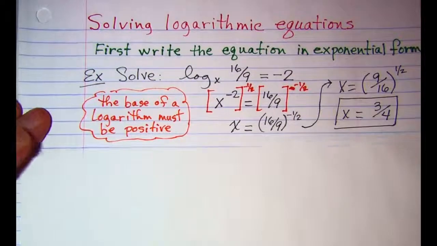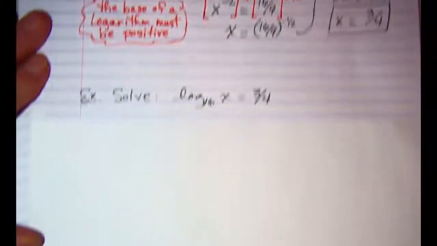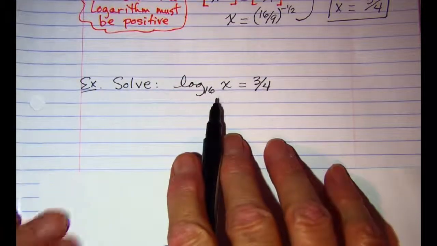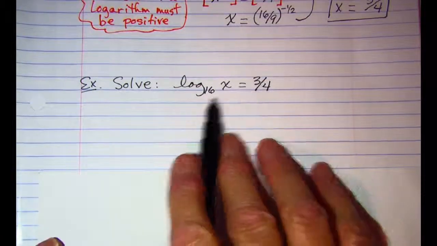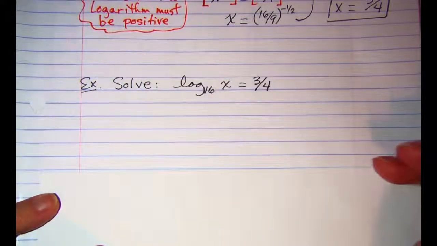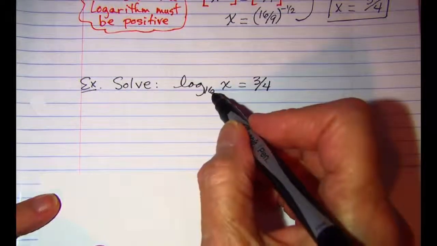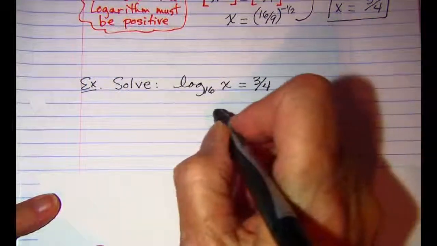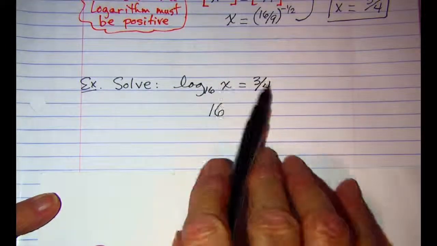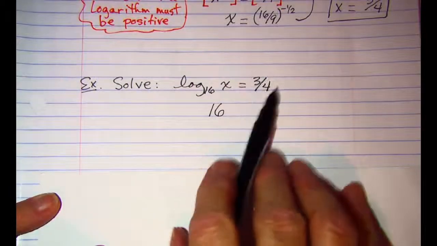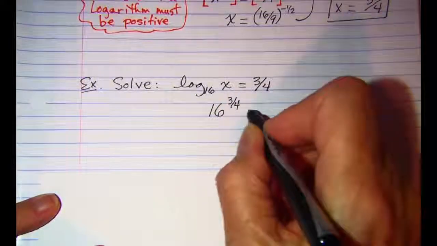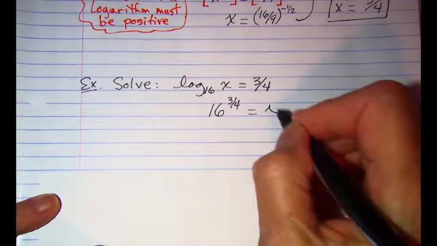All right, our next example, we're asked to solve the log of x base 16 equals 3/4. Again, we're going to approach this problem by writing it in exponential form. The base of our logarithm is 16, so the base of our exponential is 16. We know that a logarithm is an exponent, so this is the exponent on our base. And then that's equal to the argument, which is x.